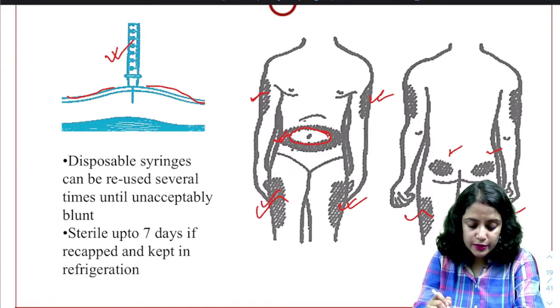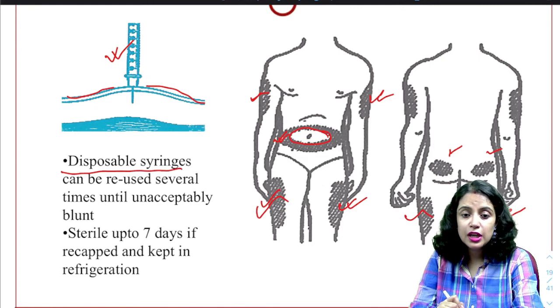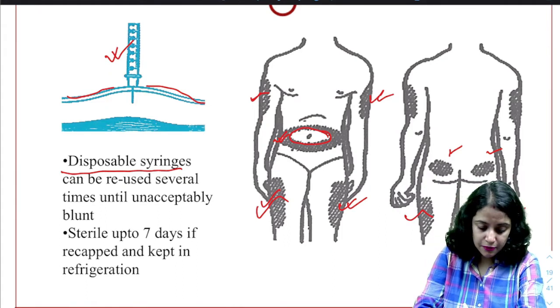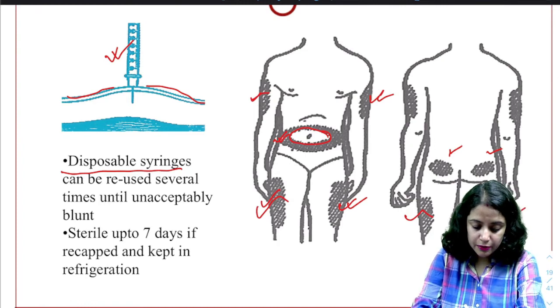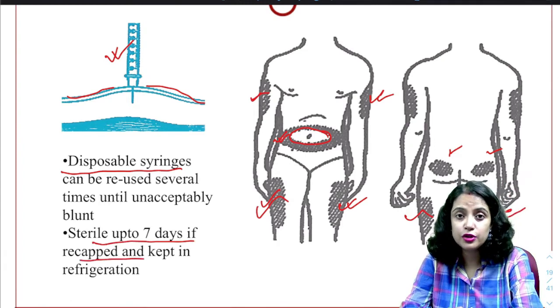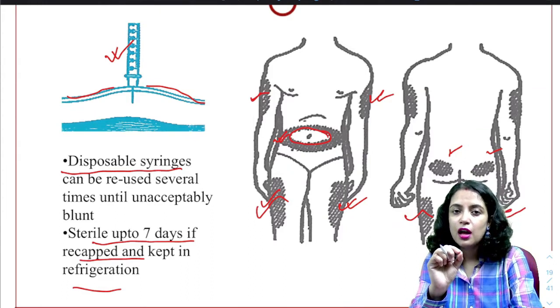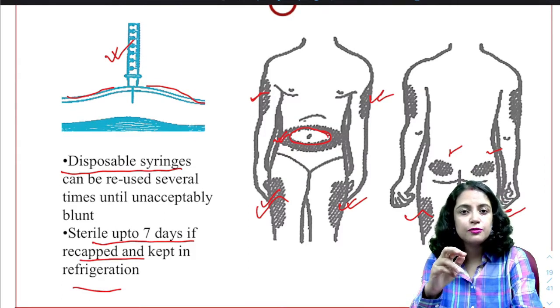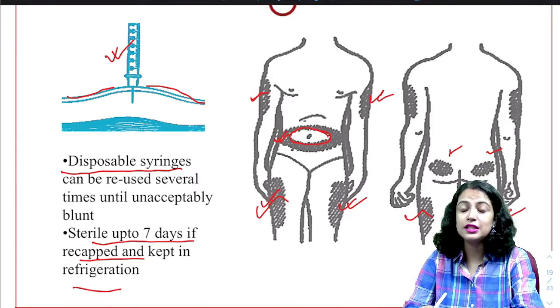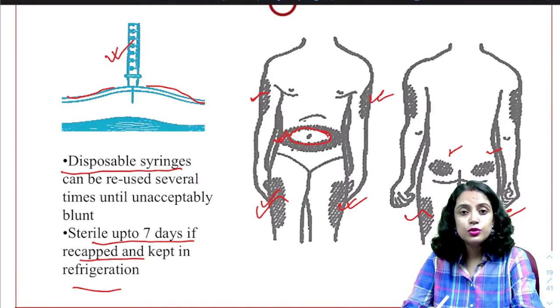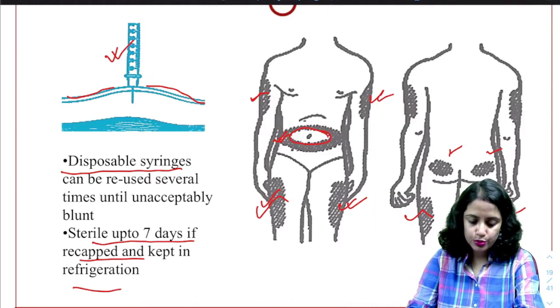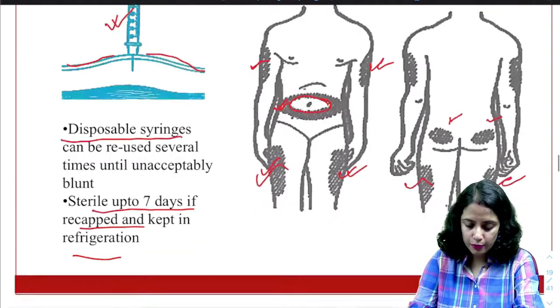There are disposable syringes which can be reused until it is blunt, because once it becomes blunt, it becomes very painful. It remains sterile up to 7 days if it is properly capped. If the disposable syringe is used and after using it is capped and kept in the fridge, then it can be used for up to 7 days, and then it can be disposed of.